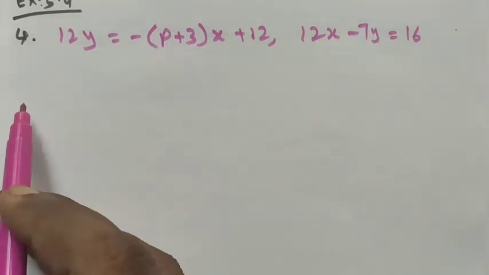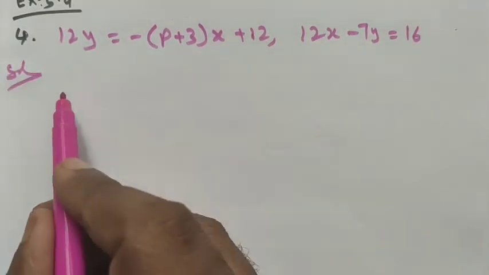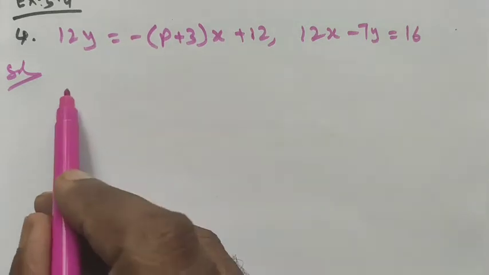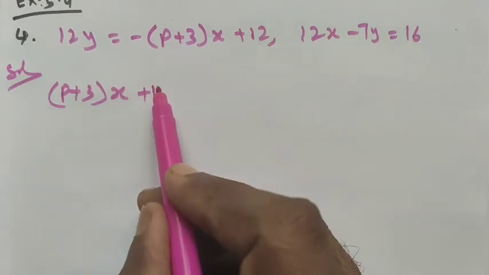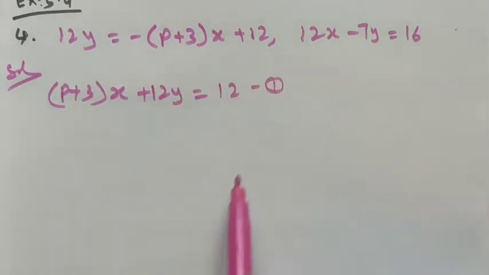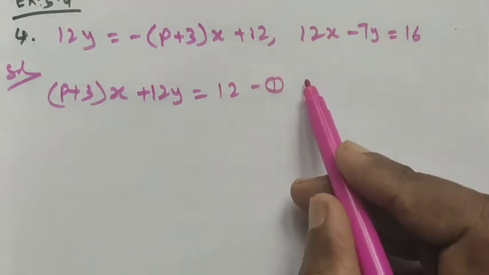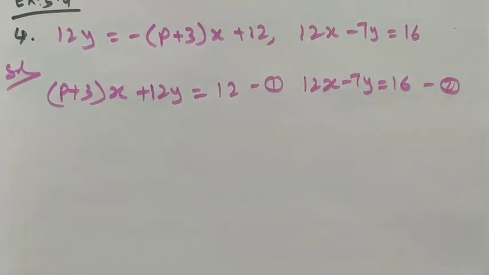Here this is the given equation. For the solution, I take this x term to this side, where we have minus, so we get (p + 3)/12 x + y... we get (p + 3)x + 12y = 12. This is the first equation. The second equation, as it is, 12x - 7y = 16, is the second equation.